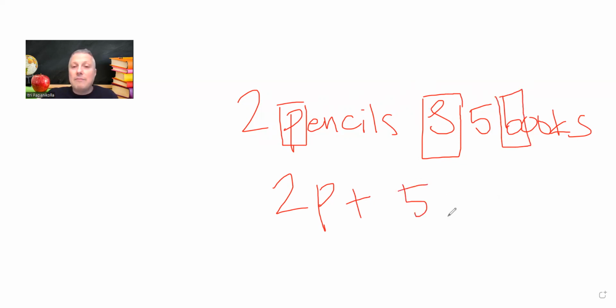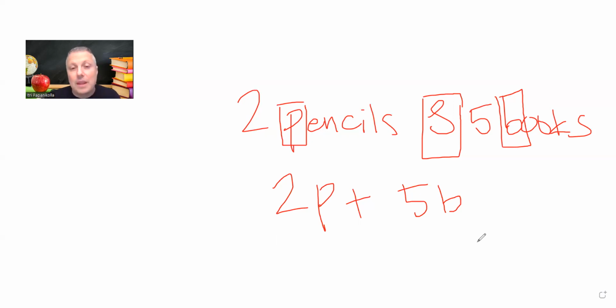So then you can say 5P plus 2P, or 2P plus 5B, is your expression. If we have a word problem that says Mary is going to the store and she's looking to buy 2 pencils and 5 books, then the expression is 2P plus 5B: 2 pencils plus 5 books. Now, do we know the value of the pencil?